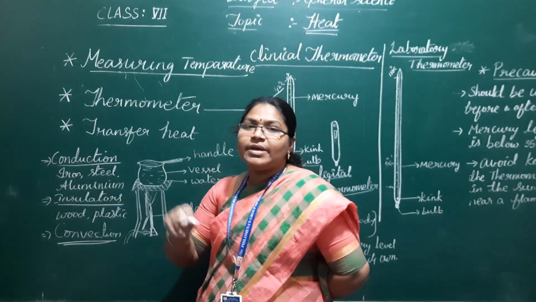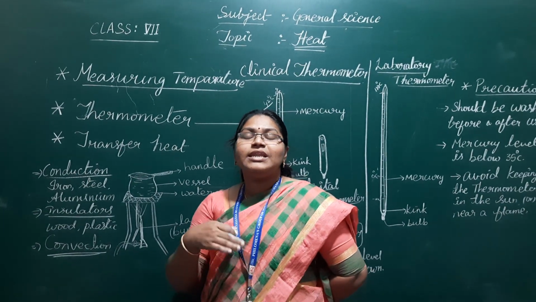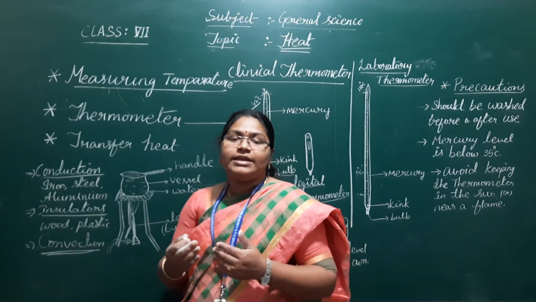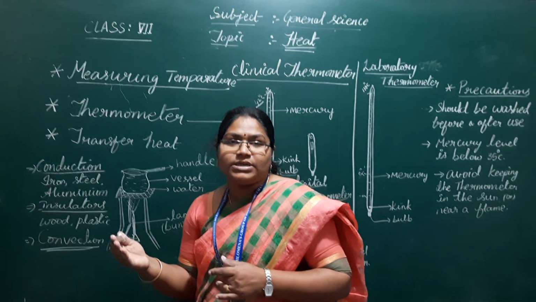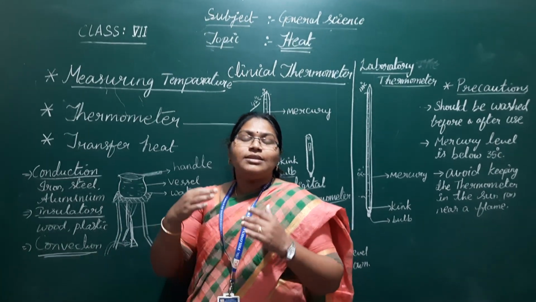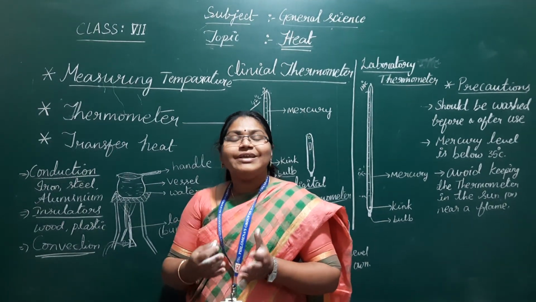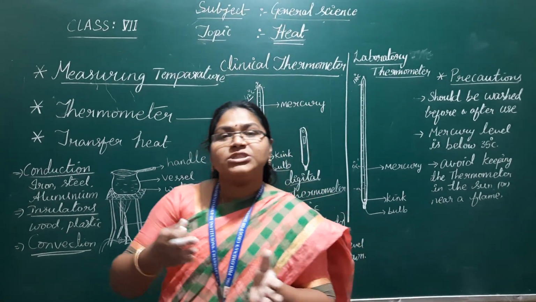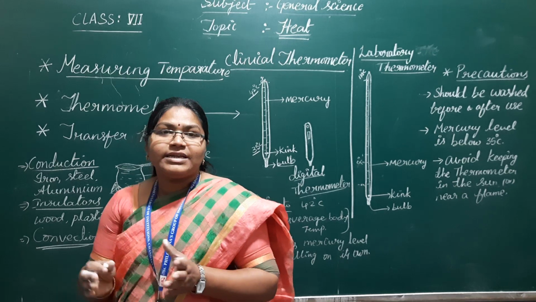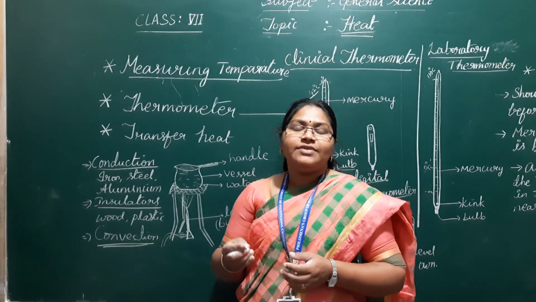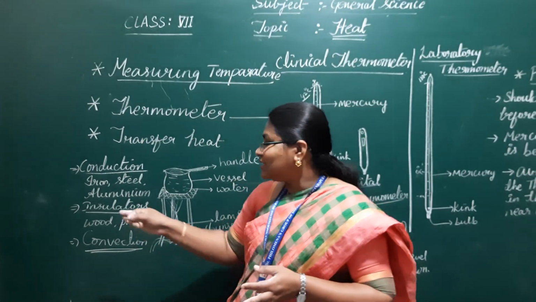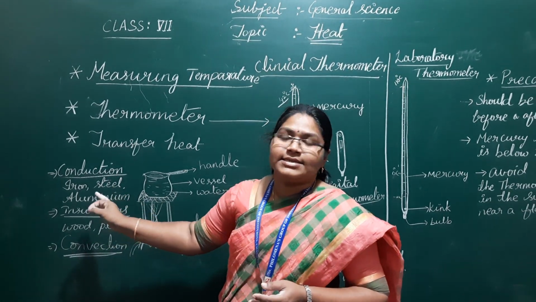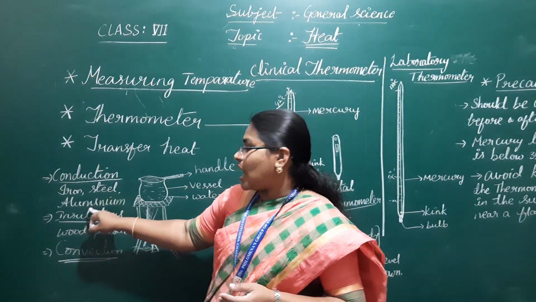So what do you mean by conduction? Conduction means an object can take the heat easily and pass it through. That is called conduction. An object having the capacity to transfer heat from one object to another is called a conductor. The objects in which you can observe this conduction process are called conductors, for example iron, steel, aluminium.